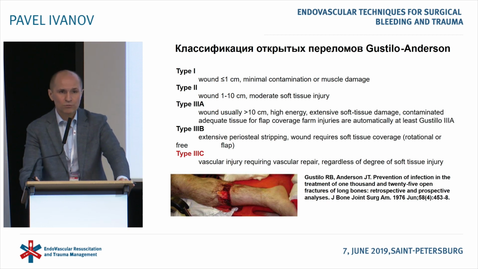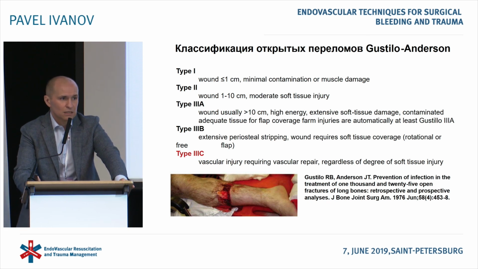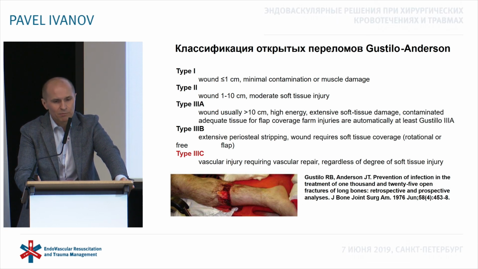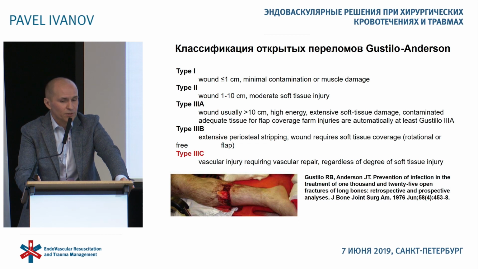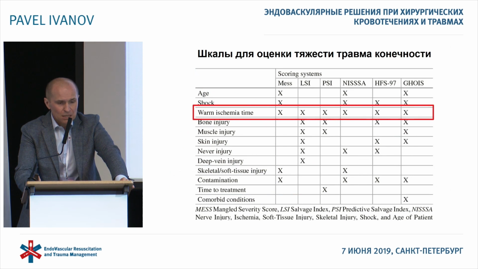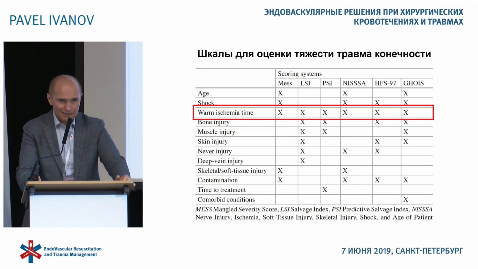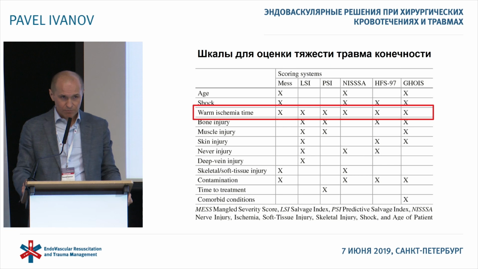The attitude of traumatologists to damage of the main vessels and arteries is very, very cautious, and very often we are alarmed by them. The Gustilo-Anderson classification of open fractures is the most typical one. Type 3 is a wound with fractures and main vessel failures.